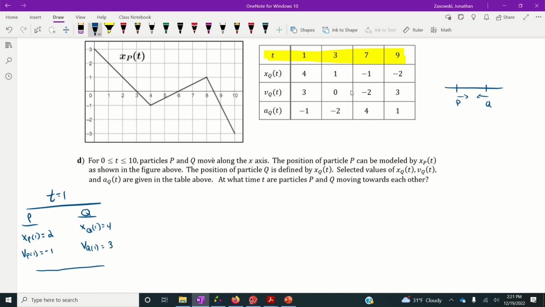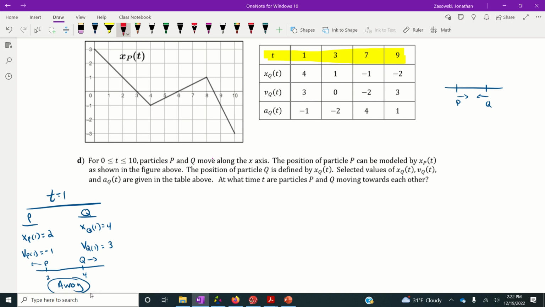So in general, P is located here at 2, there's P. Q is located here at 4. P is moving to the left, and Q is moving to the right. And so these are going away from each other.